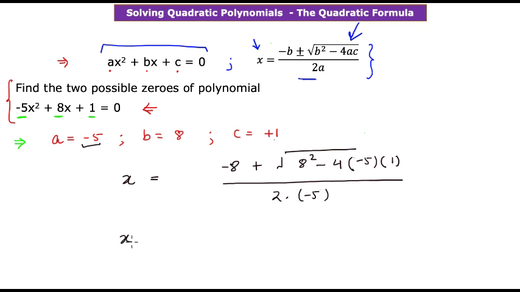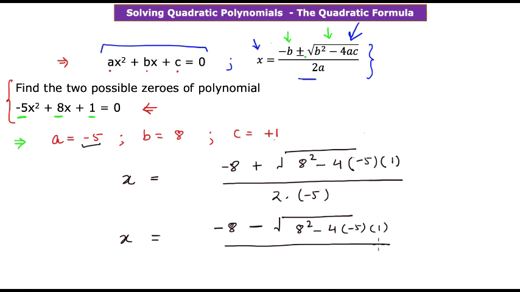And what will be the second possible zero? That will be negative b, which is negative 8, minus, because this is my second part here. There are two possible zeros. One of them has a subtraction sign between the term minus b and the term square root of b squared minus 4ac, correct? So as I plug in my numbers, I get 8 squared minus 4 times negative 5 times 1, divided by 2 times negative 5.